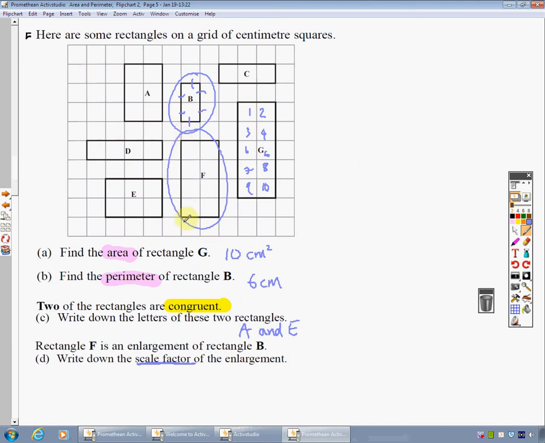It's fairly straightforward, we know that because it says write down, so it's going to be a simple answer. In total, probably 4 marks for this question. One there, and one there.